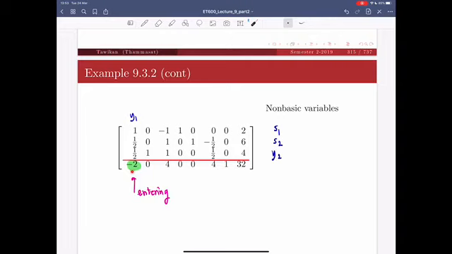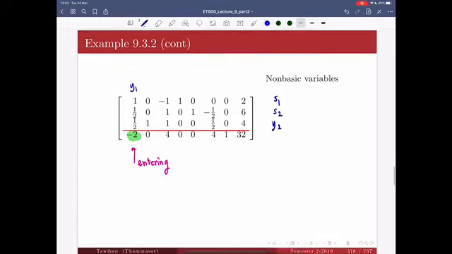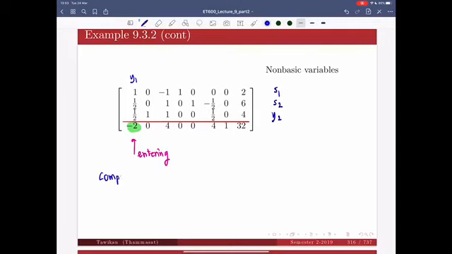So we will continue finding the ratios, okay? Compute the ratios. There are 3 rows or 3 constraints. None of them is 0 in that column, so we have to compute 3 ratios altogether. The first ratio is divide 2 by 1. The second ratio is divide 6 by 1/2. And the next ratio is divide 4 by 1/2.